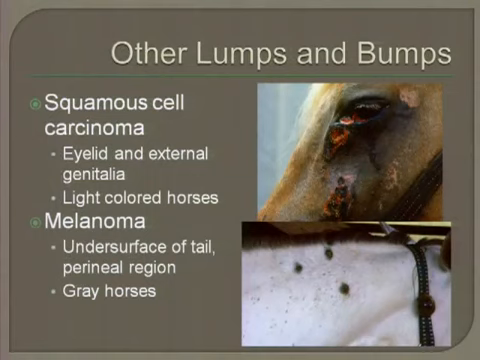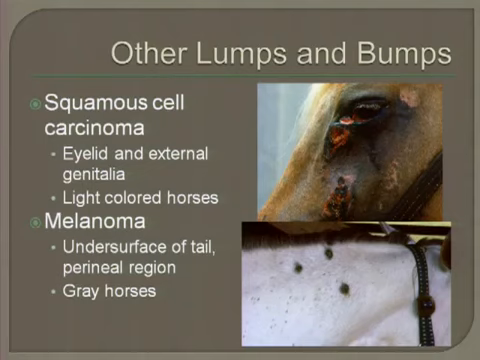And other lumps and bumps. Squamous cell carcinoma is the most common neoplasia of the eyelid and the external genitalia in the horse, and tends to be more problematic in light-colored animals related to UV exposure, basically. So this horse is unlucky. It is not a light-colored animal, but it did develop squamous cell. You can see it by the eyelid. Squamous cell carcinoma, again, surgical excision is the best mode of therapy when possible. Radiotherapy and chemotherapy have been reported to be successful in squamous cell also.